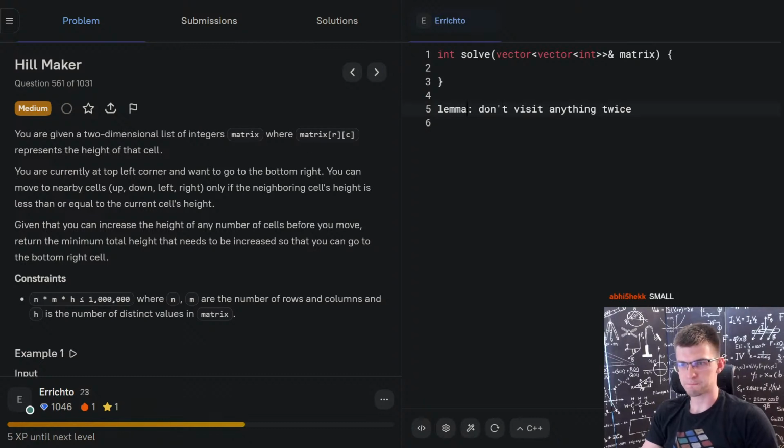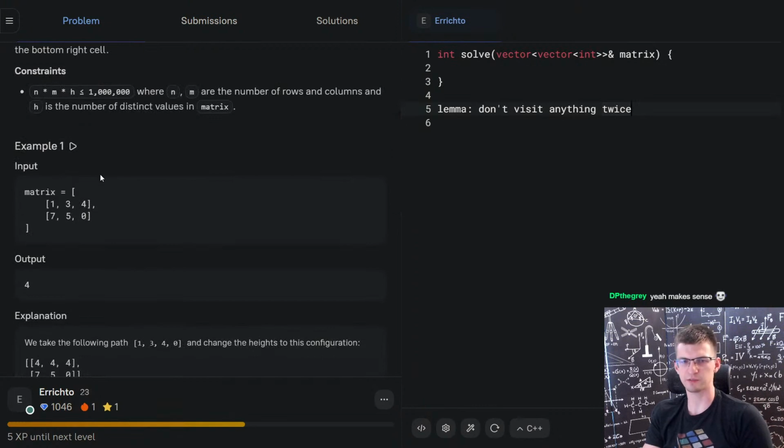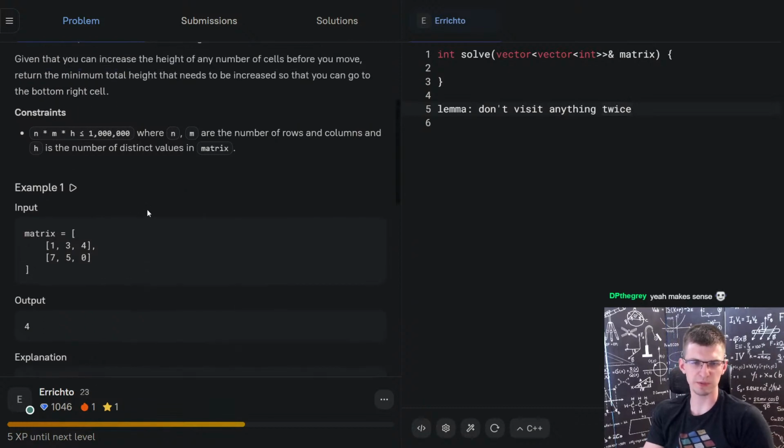Right. The lemma is actually that the optimal algorithm will not even try to visit something twice, I hope. So it's not that we will want to remember our steps so far. That would be very complicated in any kind of BFS, Dijkstra. There is total cost, so this will be a Dijkstra problem.